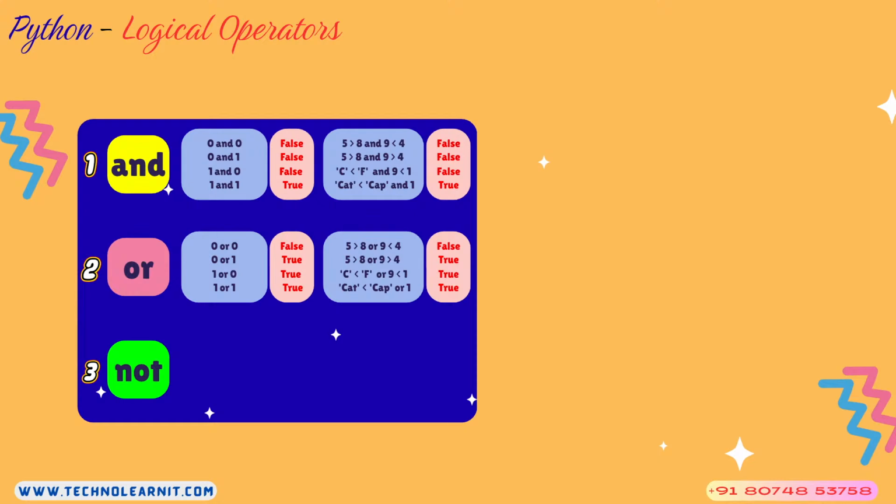The third logical operator is NOT, which is again a unary operator, meaning it works on a single condition. How? Not zero. First of all, zero stands for false. Not false. What is not false? Not false is true. Similarly, not one. One is true. Not true is false. Or you can directly apply not on the false keyword or the true keyword so that you can get the negated result.